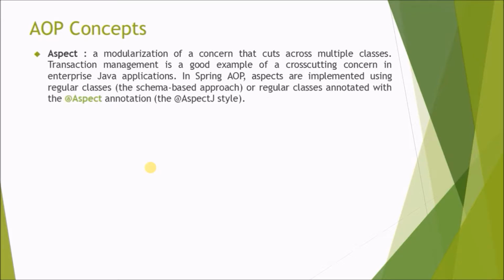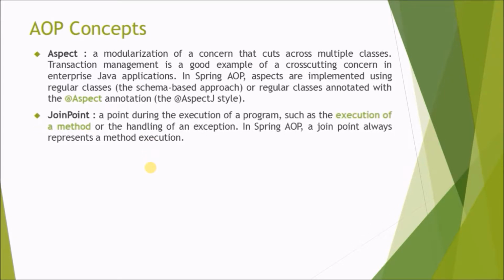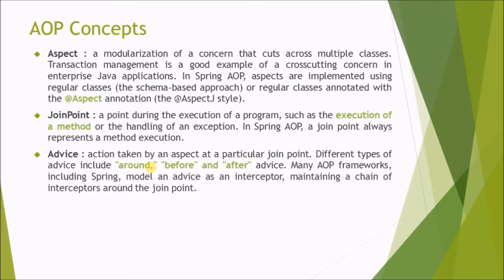In Spring AOP, aspects are implemented using regular classes, the schema-based approach, or regular classes annotated with the @Aspect annotation, the @Aspect style. Join point: a point during the execution of a program, such as the execution of a method or the handling of an exception. In Spring AOP, a join point always represents a method execution. Advice: the action taken by an aspect at a particular join point. Different types of advice include around, before and after advice.